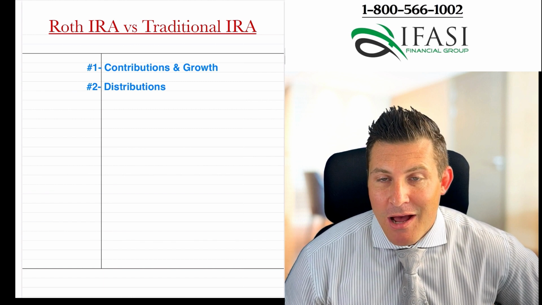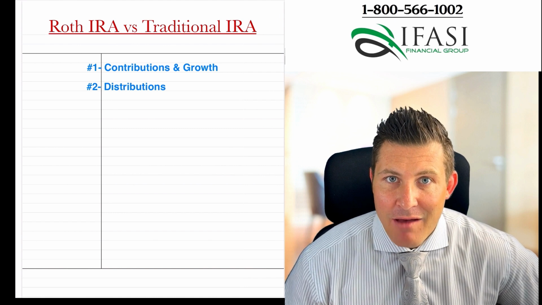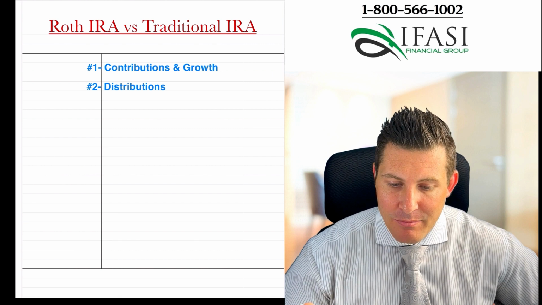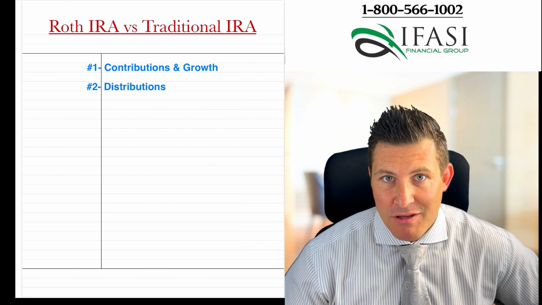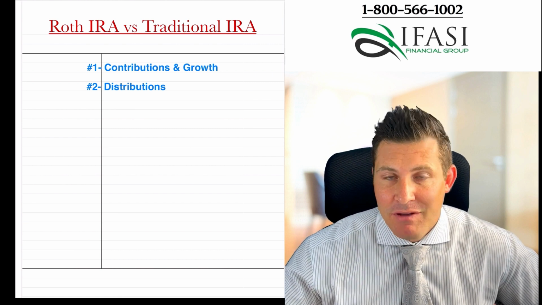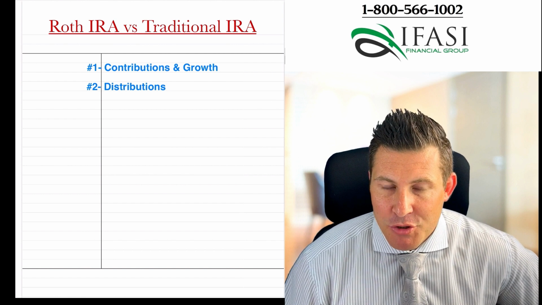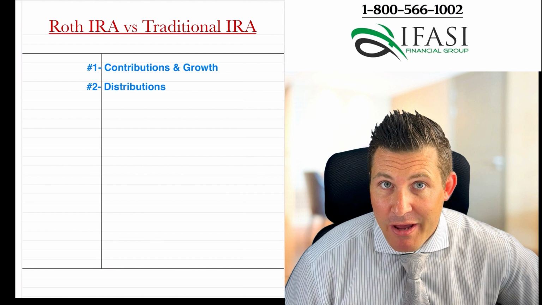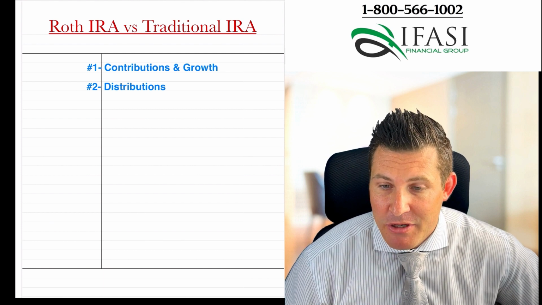And for the longest time, RMDs used to be at age 70 and a half. Then they switched over to 72. Now, based on whatever year you were born, it could be 72, 73, upwards to age 75. What is a required minimum distribution? A required minimum distribution only pertains to traditional IRAs. Roth IRAs do not have required minimum distributions.